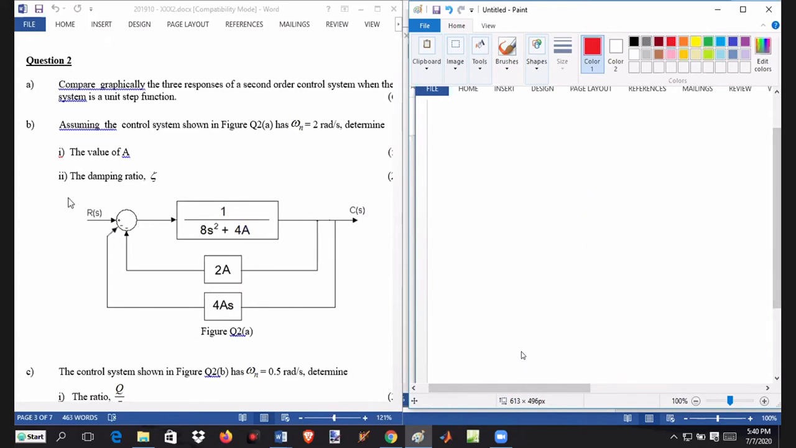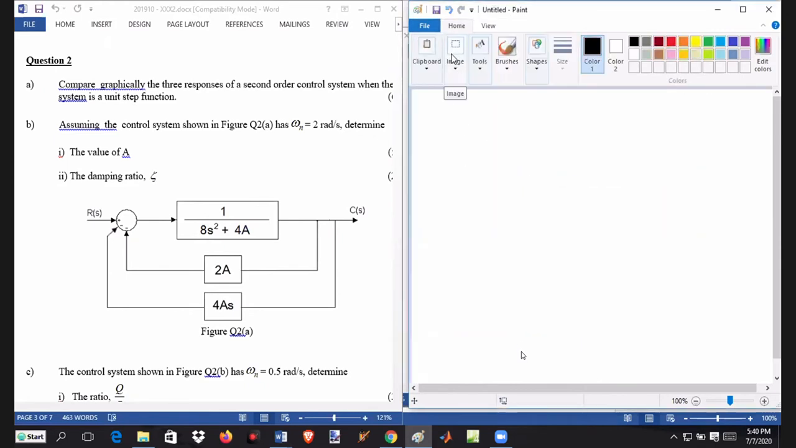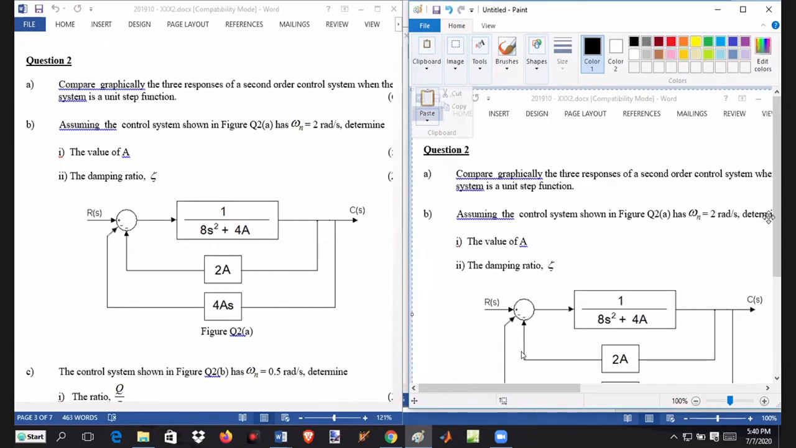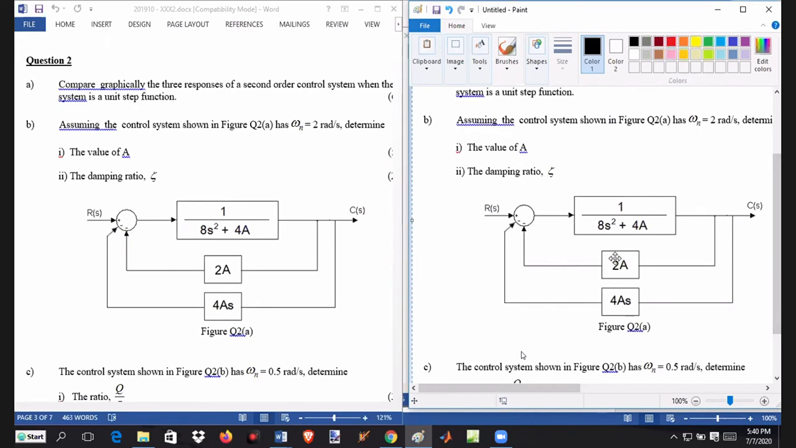Now you can redraw this picture. How to redraw it? I better capture first. Capture this one. Paste. So I capture. I'm going to redraw this one. So what you can do is take out this. Move this one.